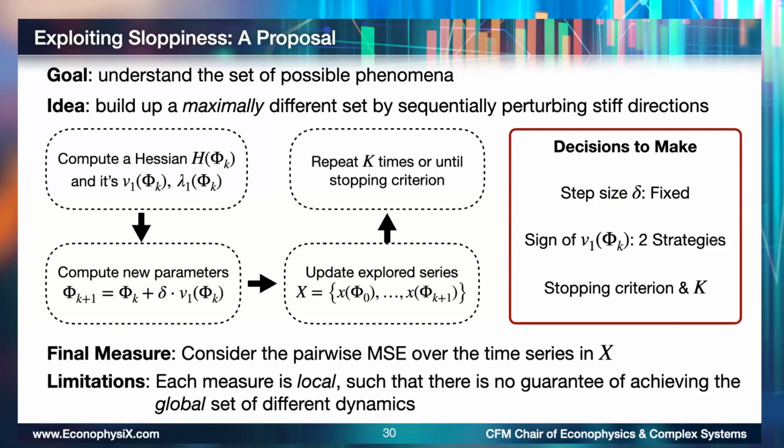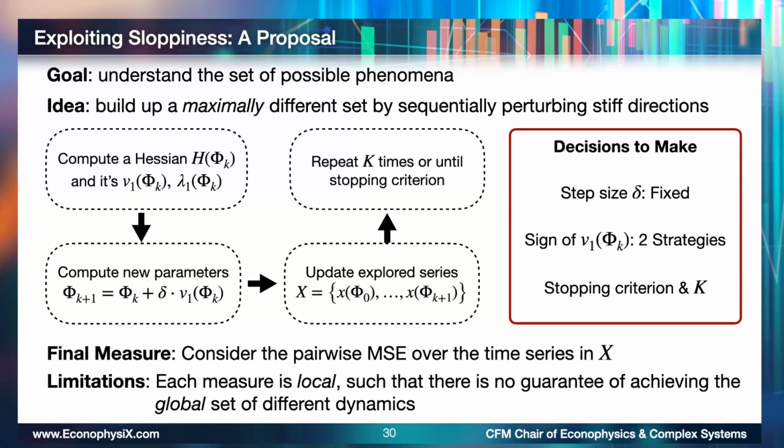In the first instance, how far do I perturb the models? Now, in theory, we could use the eigenvalues for this. In this case, I've used a fixed step size. We need to decide on the sign of the eigenvector because it is indeterminate. I've tried both a random choice and essentially a stopping criterion where you compare the pairwise differences in all of the observed dynamics. Once that starts to decrease, you're just adding things you've seen already, and then you stop.